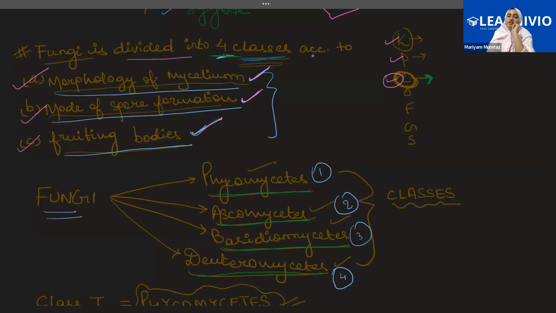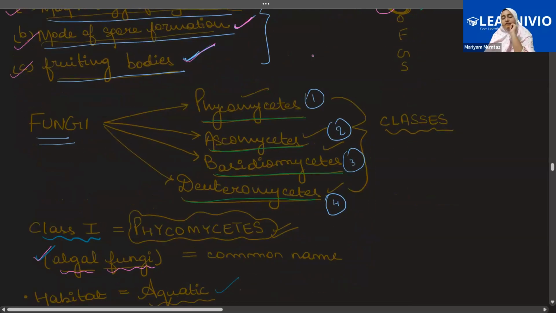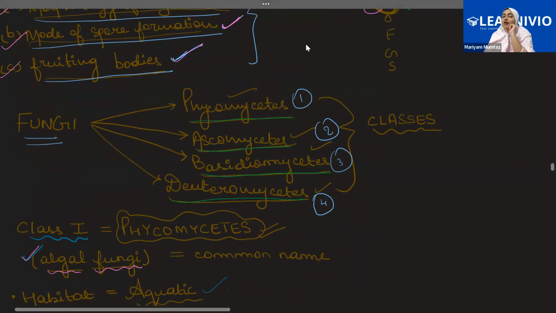Okay, now the fungi has been divided into these four major classes: Phycomycetes, Ascomycetes, Basidiomycetes, and Deuteromycetes. These are the four classes of fungi. Clear?